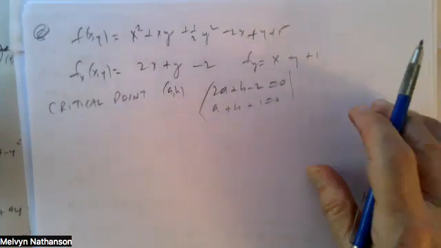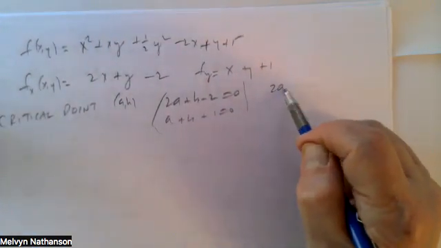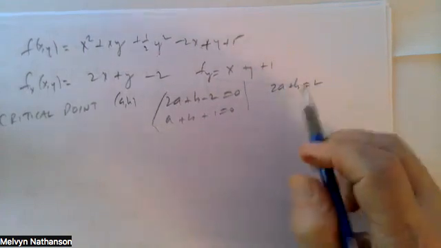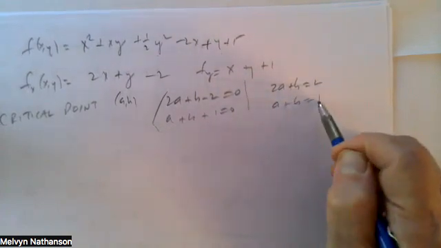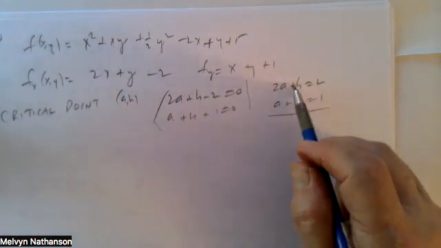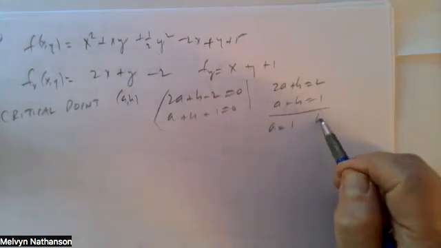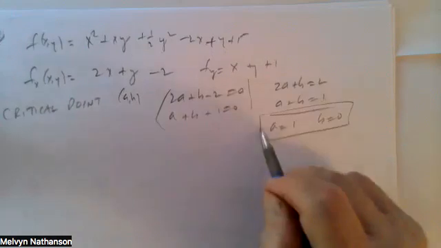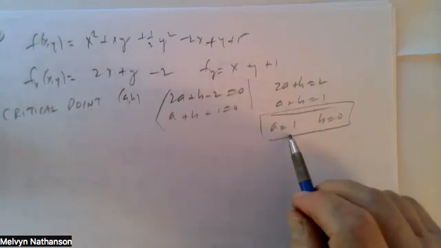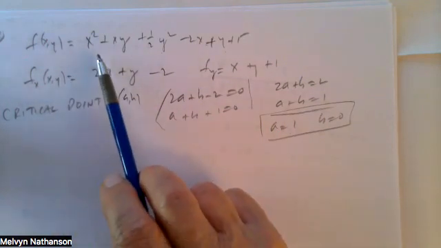So we're back to high school algebra, solving two equations in two unknowns. This is the same as 2a plus b equals 2, a plus b equals 1. So we have to solve these equations. If you subtract the second equation from the first, you get a equals 1, and if a equals 1, b equals 0. So it looks like there's only one critical point, (1, 0). So let me just double check that.